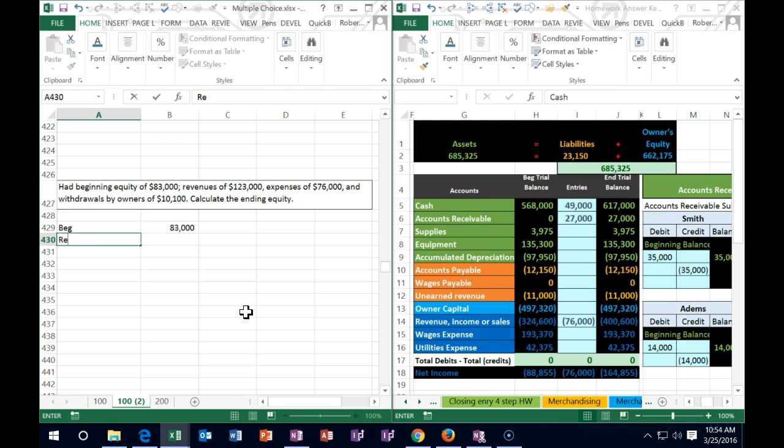So revenue went up by 123,000. That's going to increase how much is owed to the owner. And then expenses are going to go down. So that's part of here. Expenses, I'll just put negative 76,000. And draws aren't on here, but draws is what was pulled out. So this is what is owed to the owner. Withdraws.